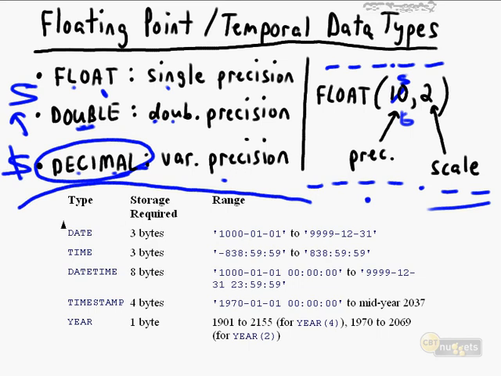Got it? Now down below we have the temporal data types. Temporal is a reference to time, and sure enough you see date, time, timestamp, and year, and the ranges. These formats ought to be paid particular attention to because these are the default formats that MySQL expects to see upon data entry.